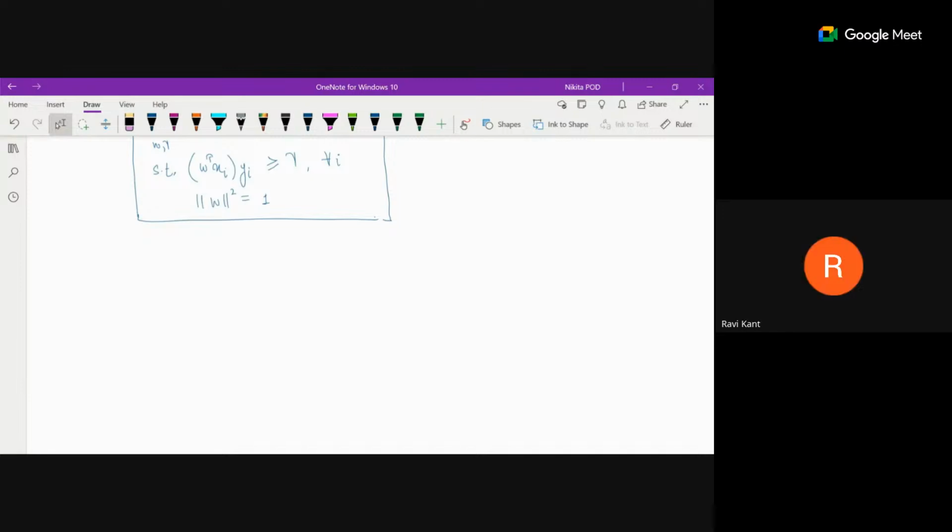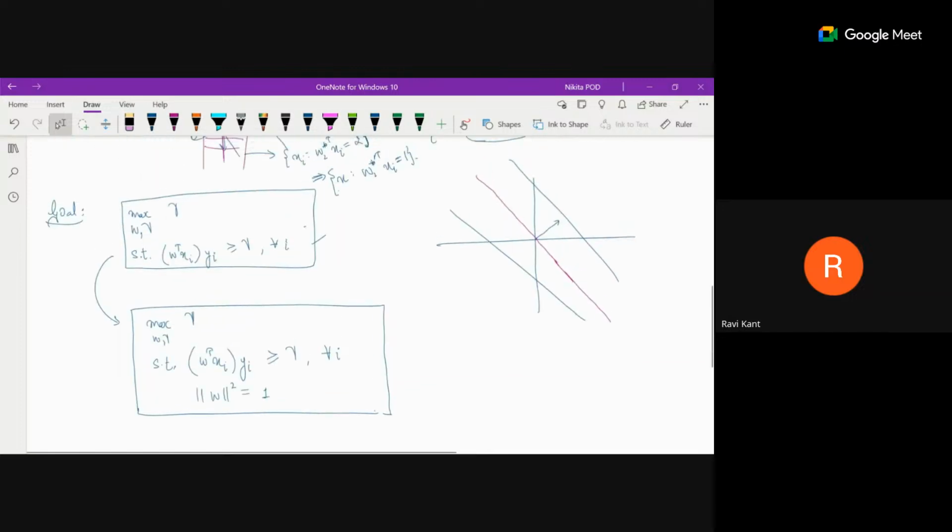But ma'am, you said when we keep the margin more, there is less chance of getting errors. So how will we deal with that?